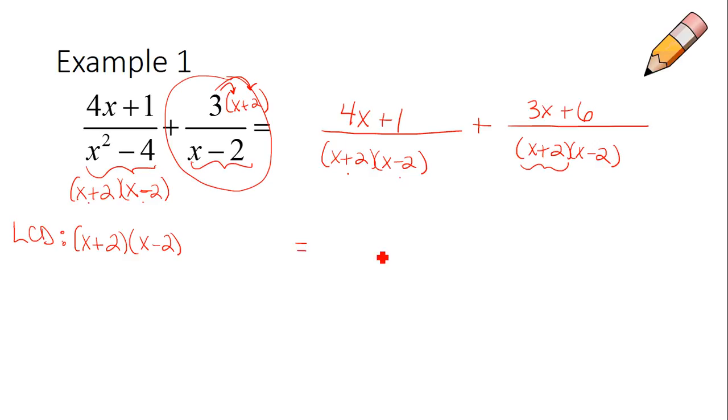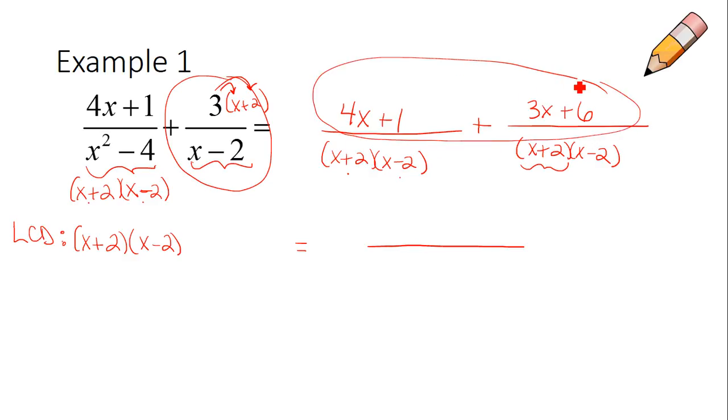the denominator. Now I can just add these fractions together and done, right? That's all I have to do is just add the fractions together. So how do you add these numerators? Well, you add like terms. What's 4x plus 1 plus 3x plus 6?